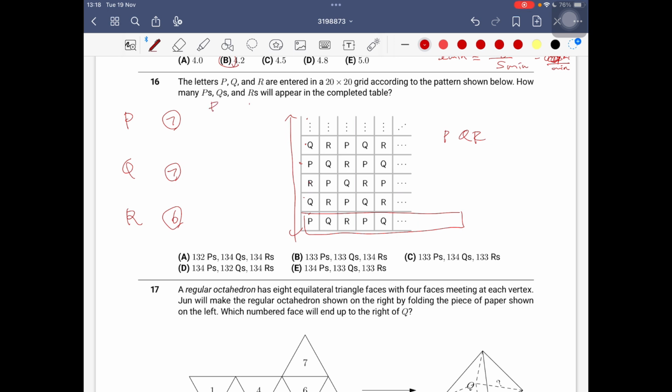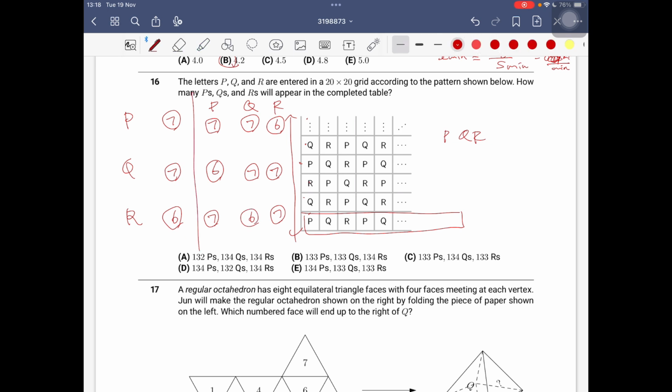So when we start with P, actually there are 7 P's, 7 Q's, and 6 R's. When we start with Q, 7, 7, 6. When we start with R, 7, 7, 6. You know what I mean? Because it starts with Q, so QRP, QRP, and so on, QRP, QR. That's how we make 7. So QR. And here, RPQ, RPQ, and so on, RPQ, RP. So RP.